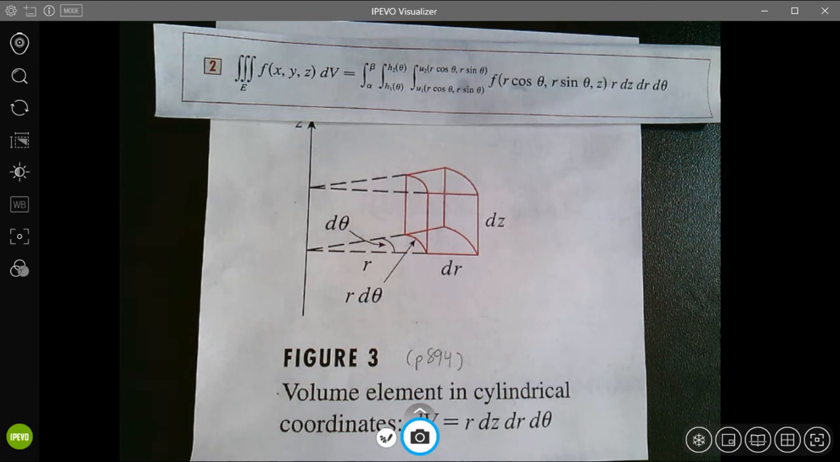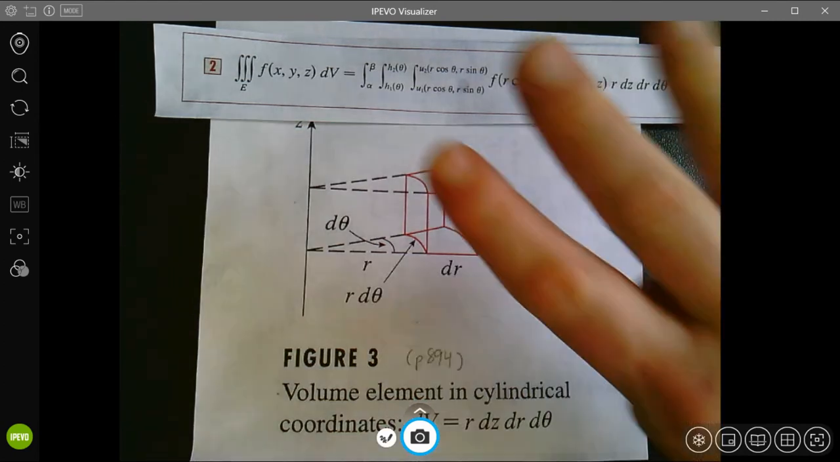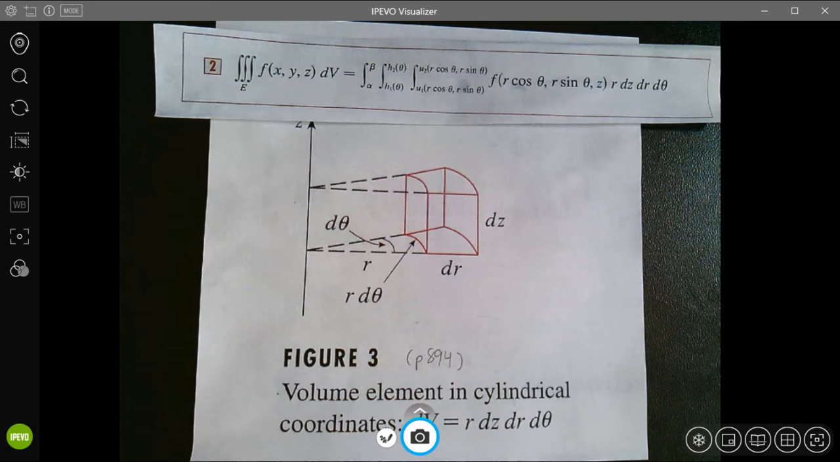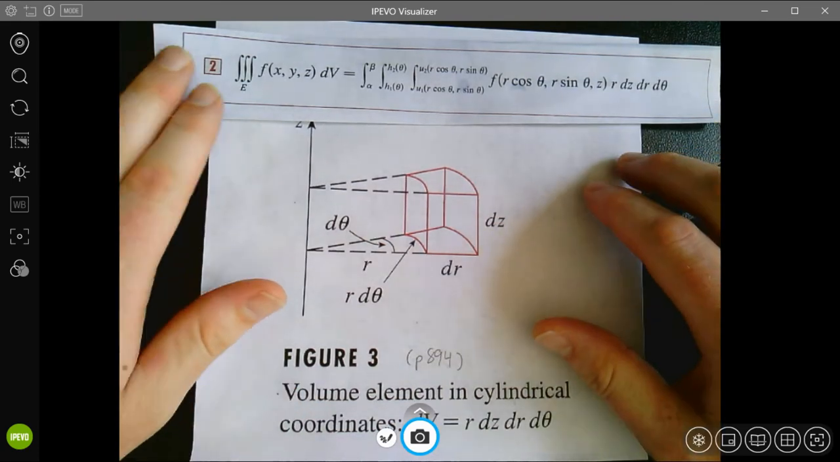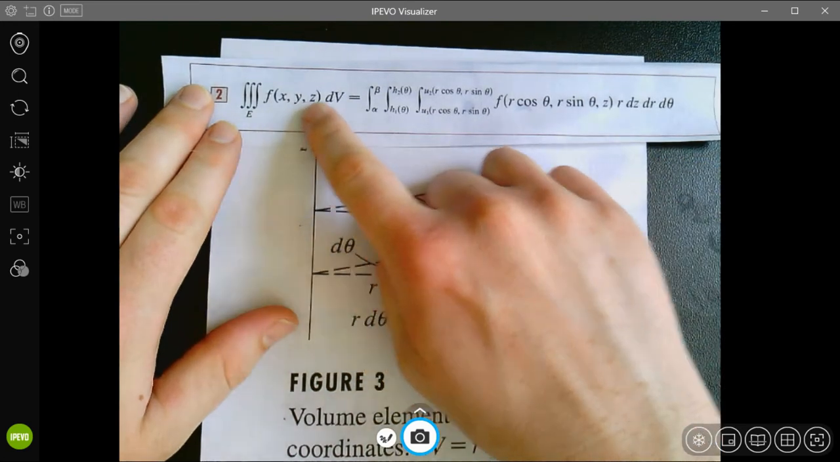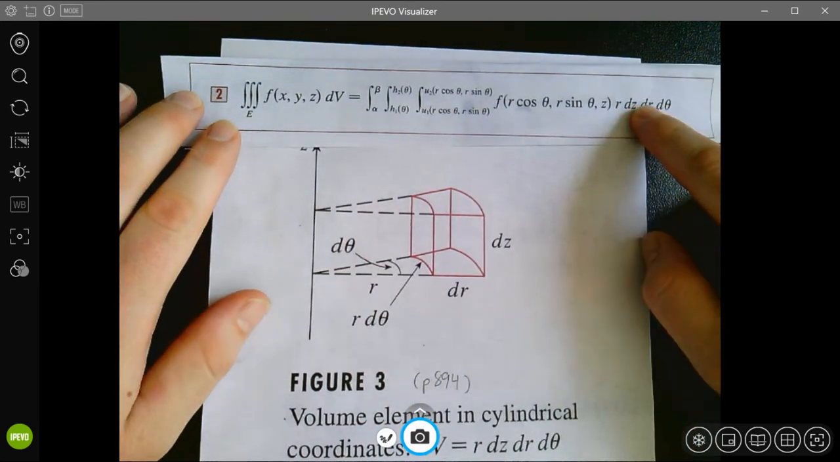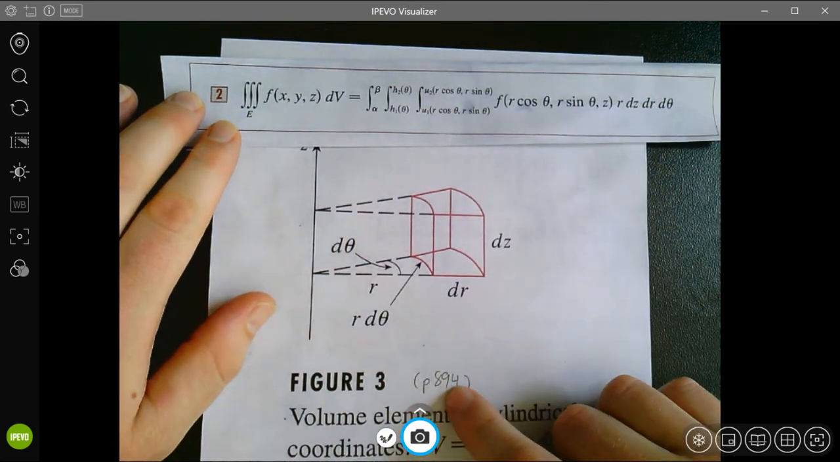In this lesson, we're going to take a look at triple integrals in cylindrical and spherical coordinates. In the previous lesson, you've been working on doing triple integrals with rectangular coordinates. So now we learn how to do that in cylindrical and spherical coordinates. The key is to understand this formula and kind of where it comes from. You can find this diagram on page 894.